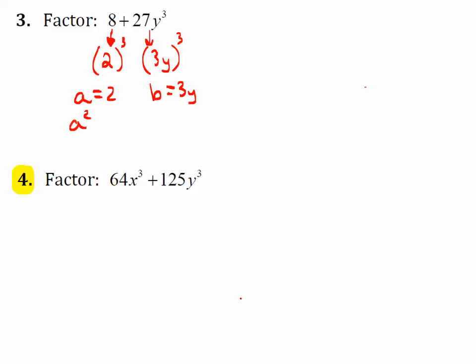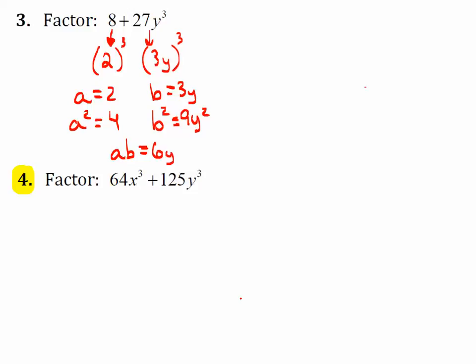Okay, so if you square the a, it gives you 4. Be careful here. Square the b would give you 9y squared. Everybody good there? And then multiply the original a and the b together. What do you guys say there? 6y is good by me.